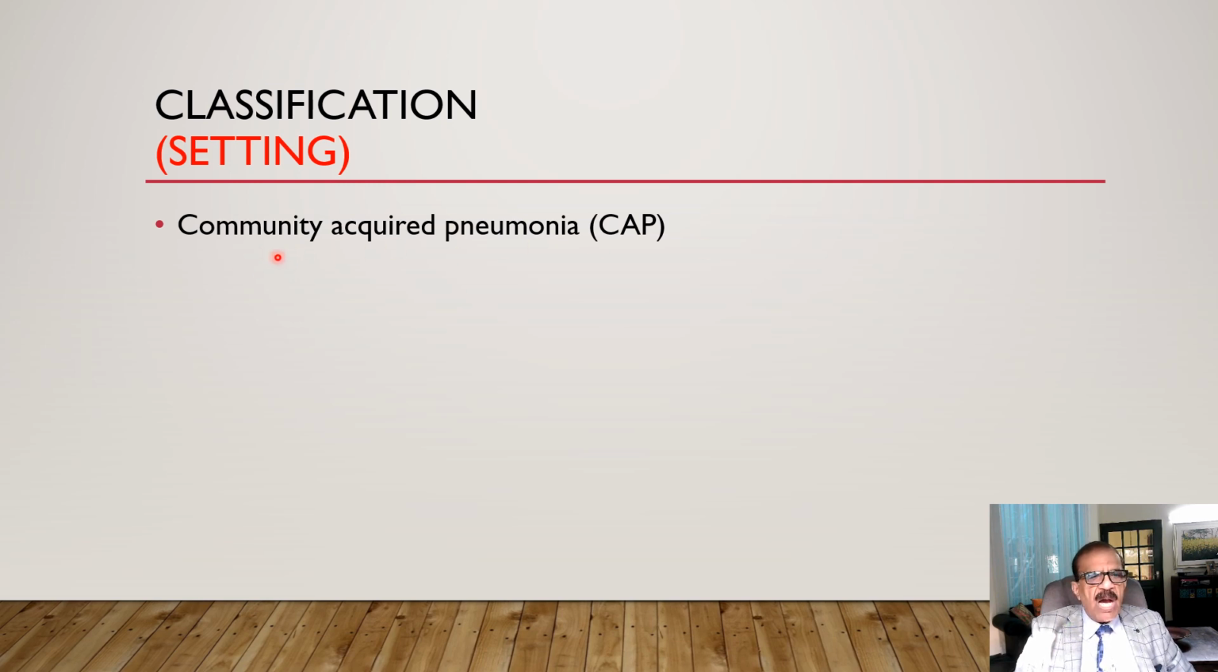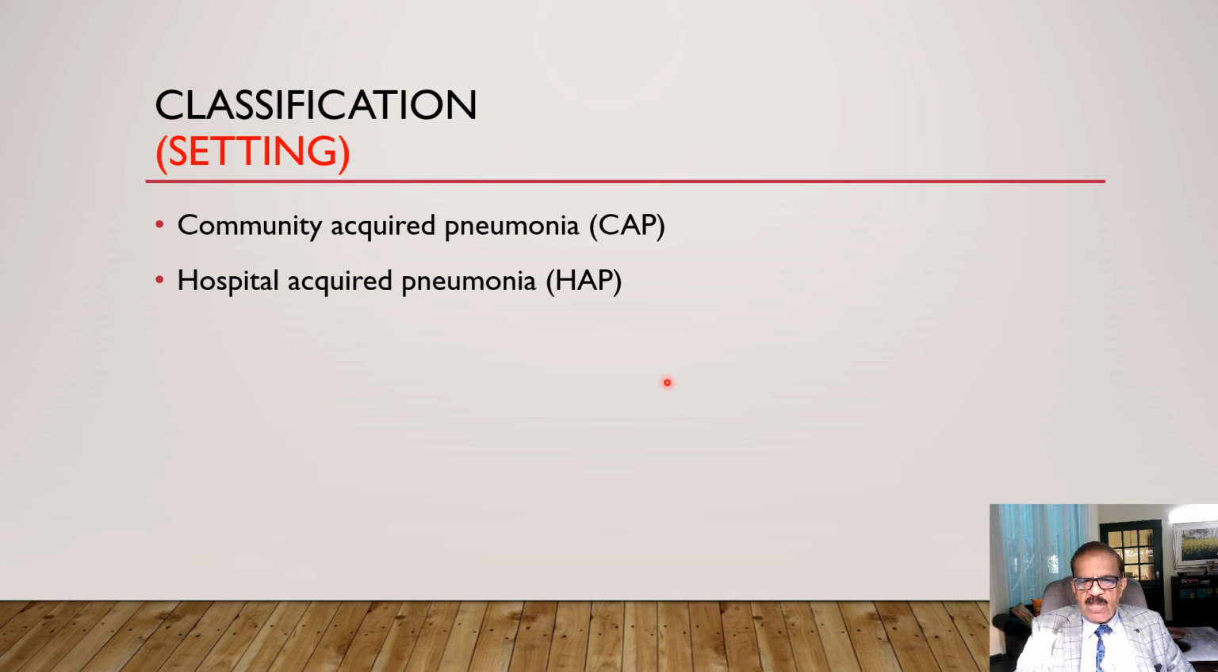So why are we interested in this classification? Because we know that certain organisms are prevalent in the community, and if somebody has a community acquired pneumonia, he or she is likely to have either strep pneumonia or Haemophilus influenzae or chlamydia or maybe Moraxella catarrhalis. So these are the organisms which are usually responsible for community acquired pneumonias, and these organisms usually respond to antibiotics better, and these individuals may be treated as outpatients.